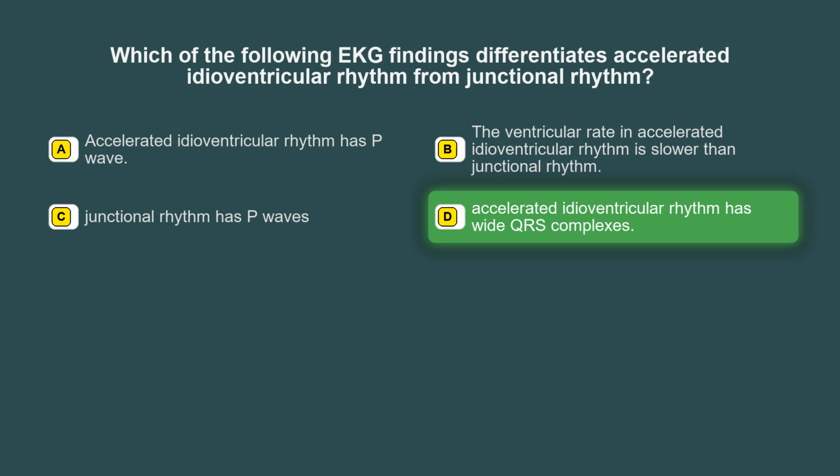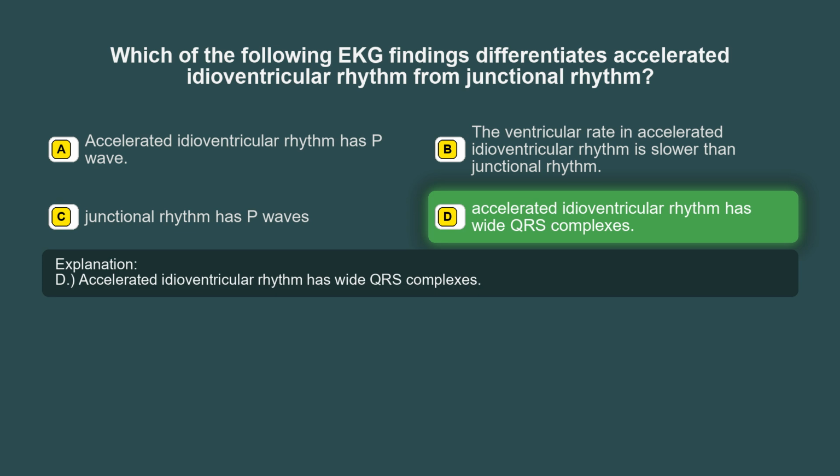The correct answer is option D, accelerated idioventricular rhythm has wide QRS complexes.